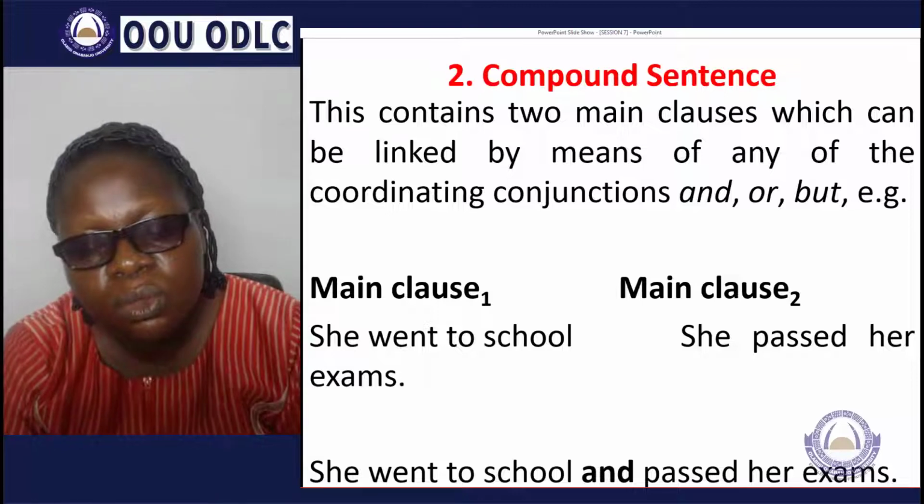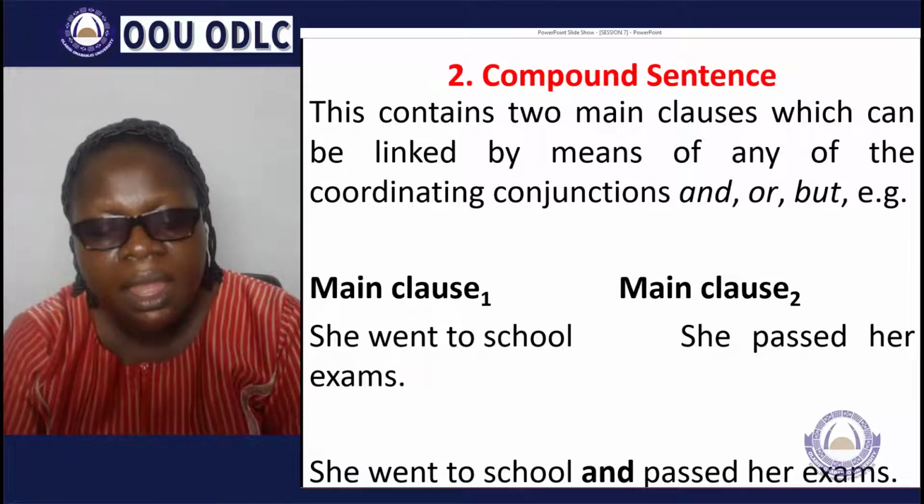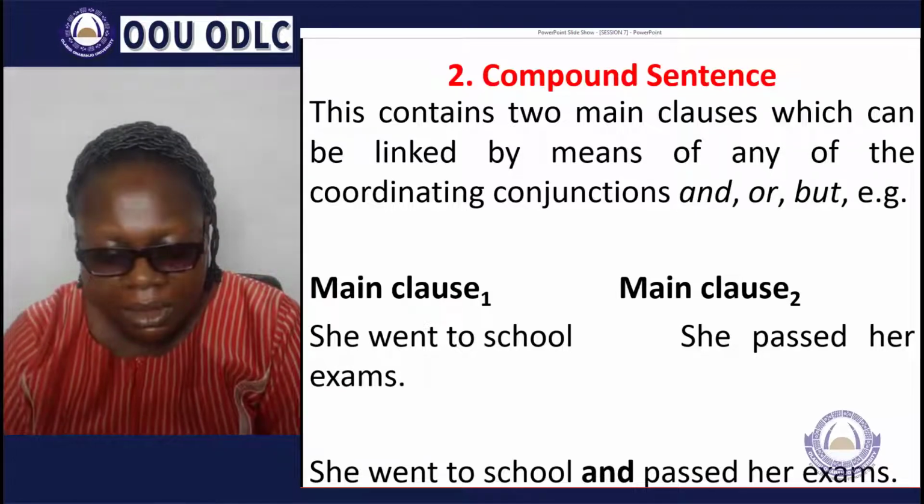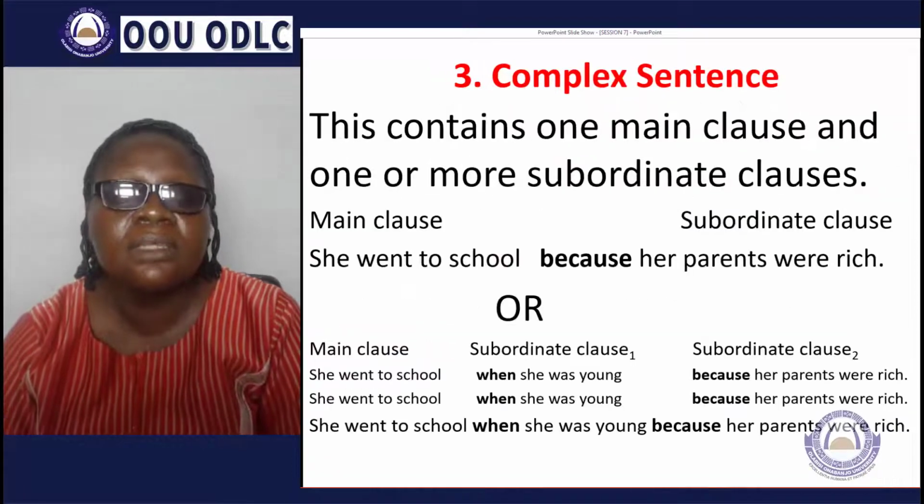So she went to school and passed her exams. That is a sentence that has been generated, and that sentence is a compound sentence.